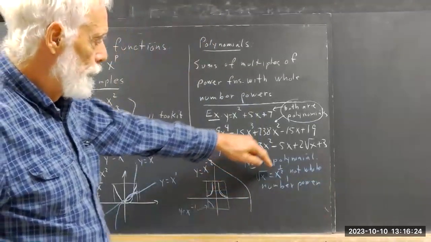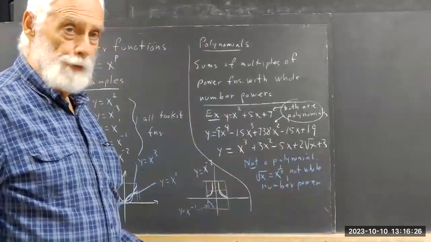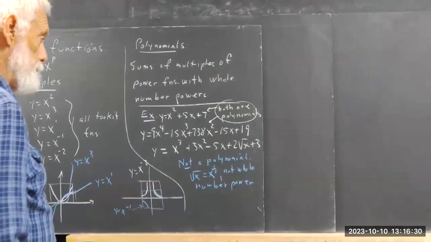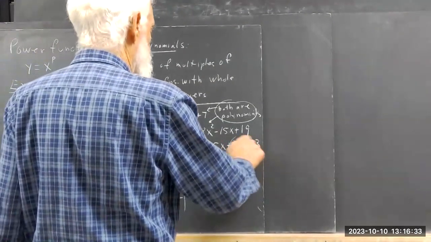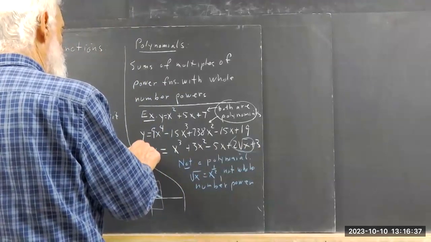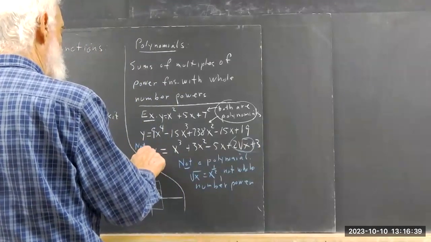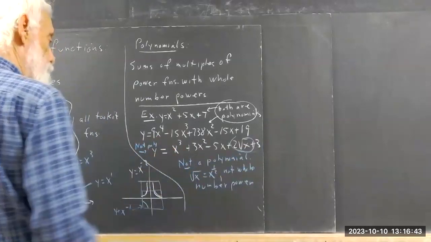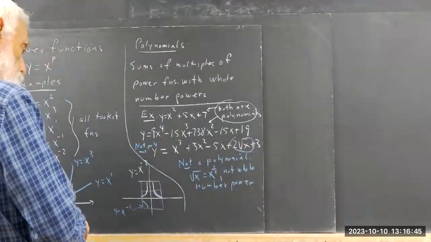Not a polynomial. Square root of x is x to the 1/2. That's not a whole number power. Put this here, and we'll say, nope. Not a polynomial. Okay, let me write one more up here.